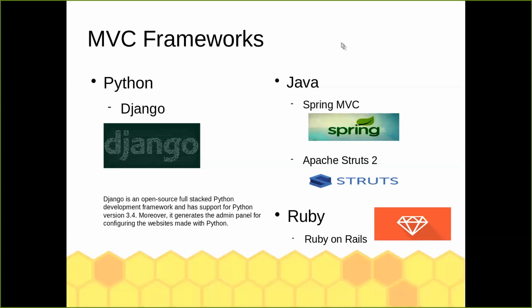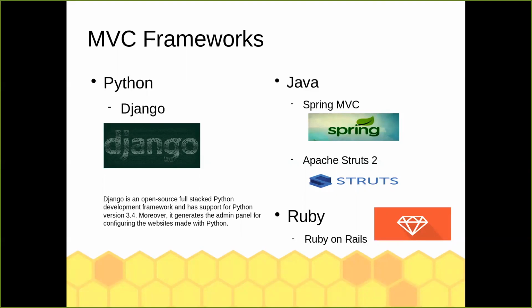MVC frameworks. These are the most popular MVC frameworks. Django is an open source full stack Python development framework. Spring MVC is a Java framework which is used to build web applications. It implements all the basic features of the core Spring framework, like inversion of control and dependency injection.